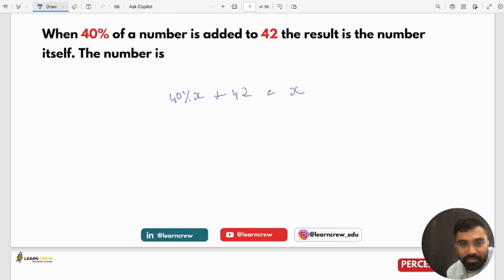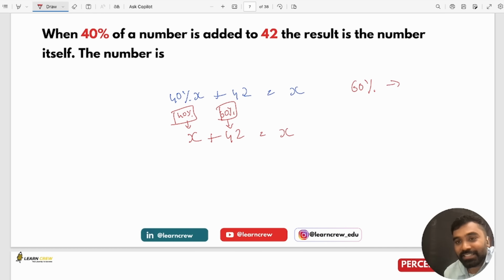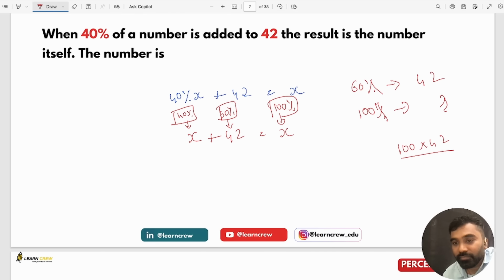So correct. Now how to find out this then? Sir, x plus 42 is equal to x, where x is nothing but 40% of the number. If this x is 40%, then what is this 42, sir? Sir, remaining 60%, sir. Yes, very good. Remaining 60%. Correct? So now, if 60% is equivalent to 42, what you need to find, sir? This is nothing but 100%, sir. Yes, you need to find the 100% value. What is the 100% value, sir? Percentage, percentage cancel. 100 into 42 divided by 60. 0, 0 cancel. 6 goes 7 times. This becomes 70 is the number.